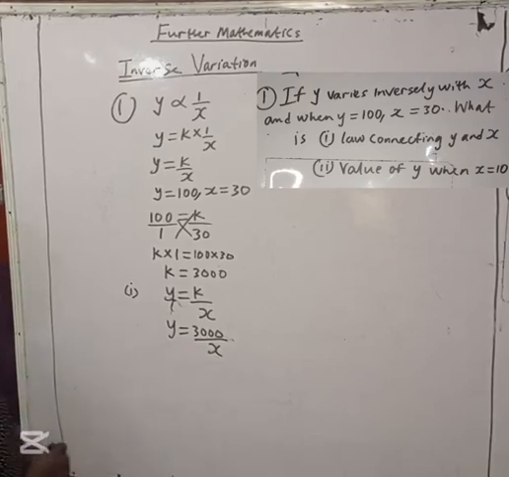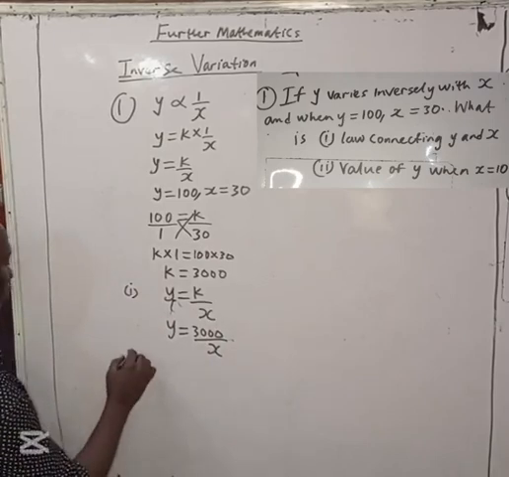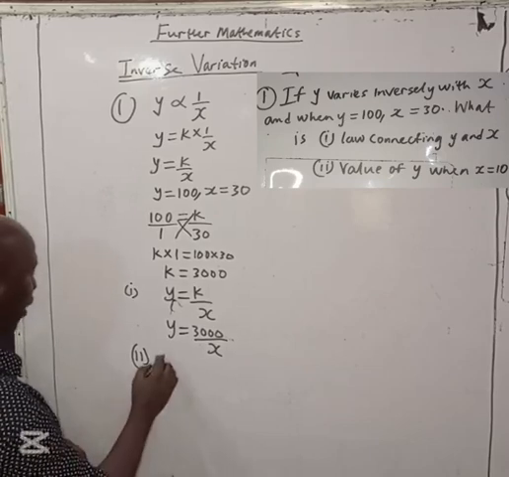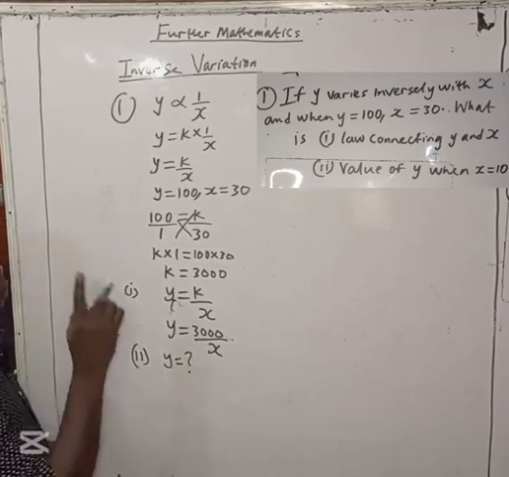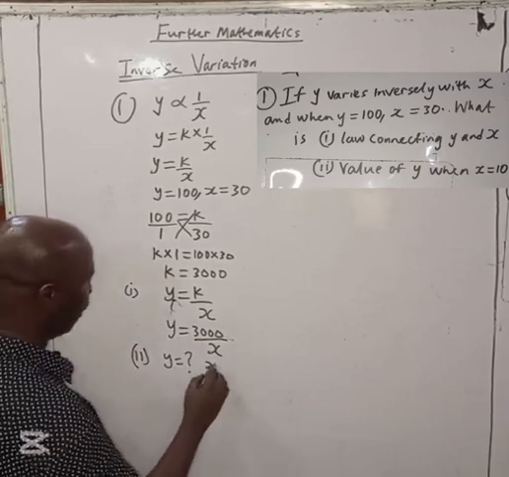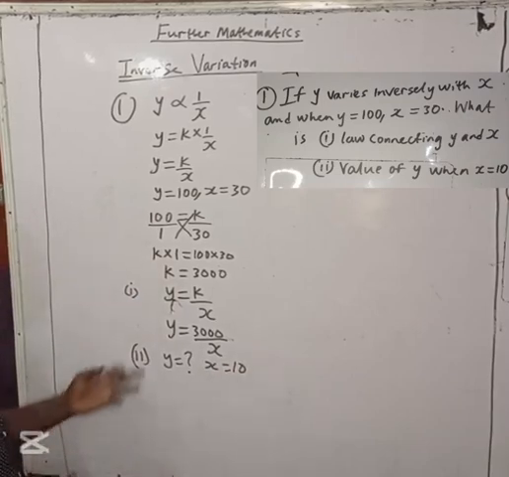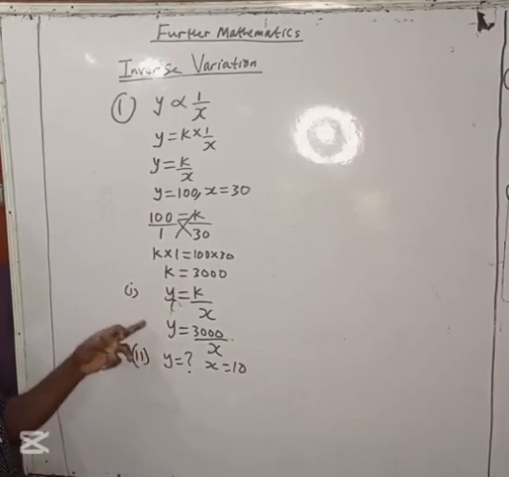All right, now we need to move further to Roman figure 2. What do you have in Roman figure 2? We are asked to find the value of y, write y, put question mark at the front, when x equal to 10. You need to make use of your equation of relationship to get the value of that.